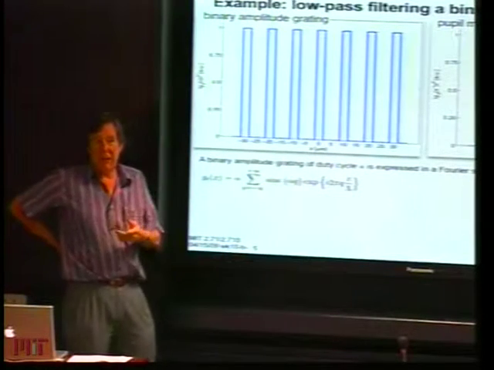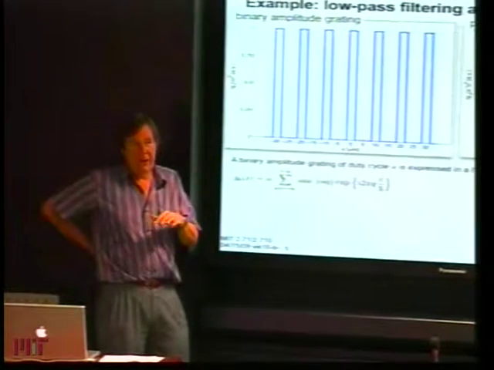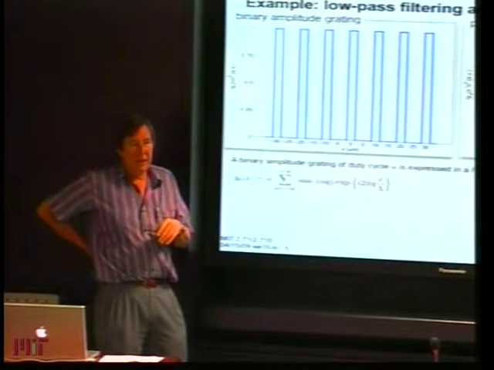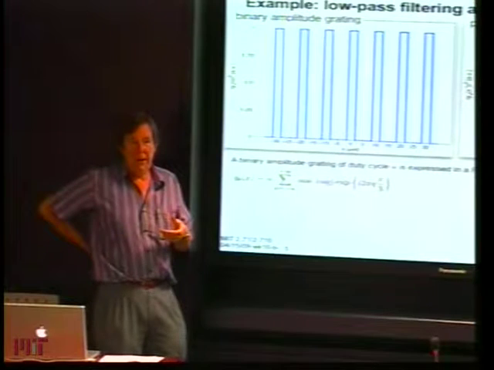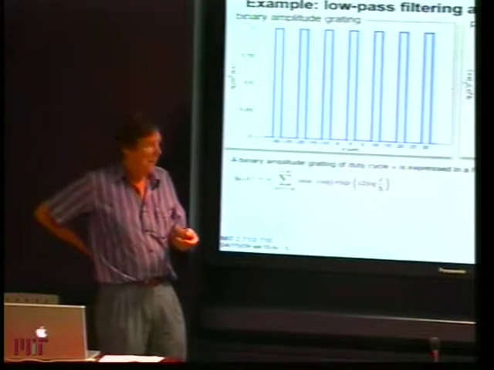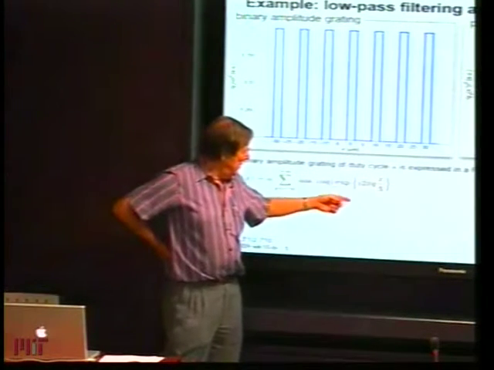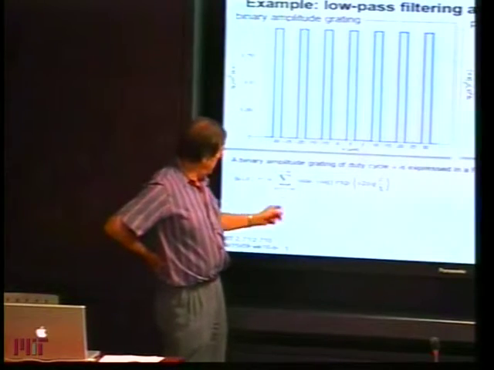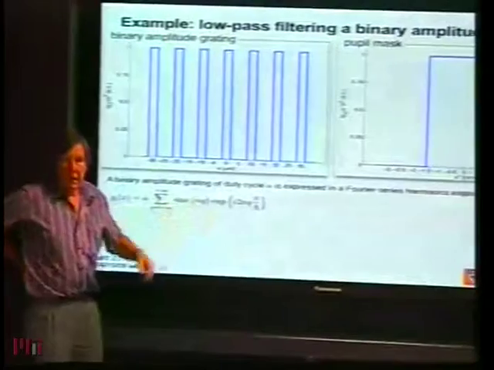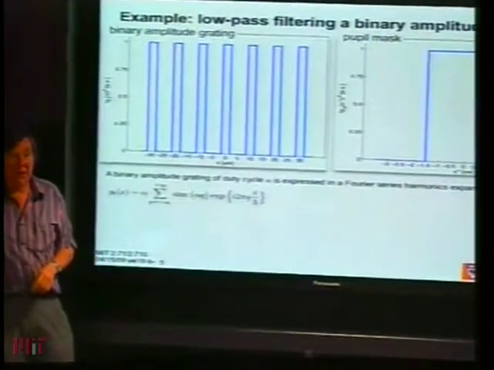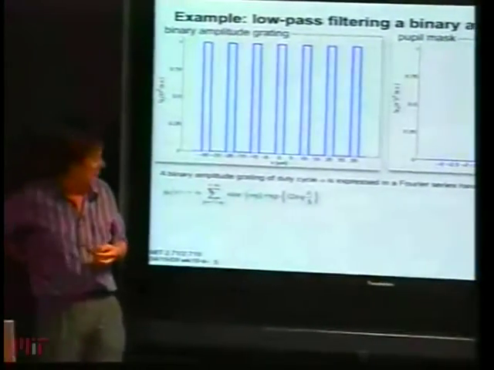Actually, that's a very easy way of seeing about the even orders cancelling, because what happens is if the duty factor is a half, it turns out that the even orders, when q equals an even number, coincide with the zeros of the sinc function, and that's why they vanish, right?